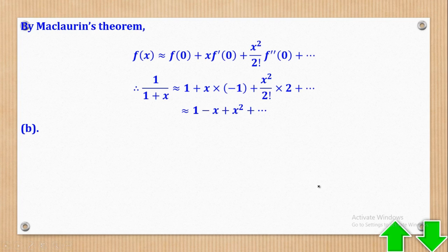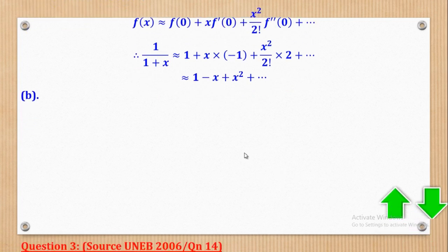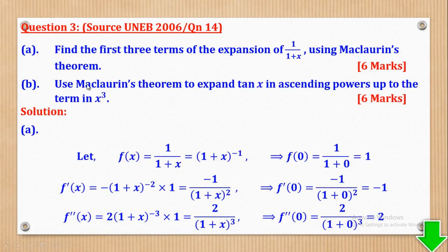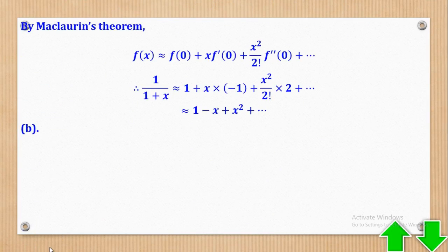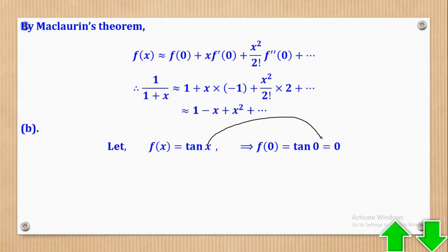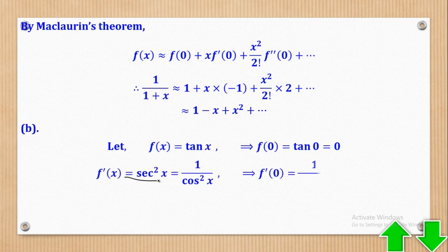Then for part B, they said use Maclaurin's theorem to expand tan x in ascending powers of x up to the term in x cubed. So that means that the function is tan x. So when x is 0, we come up with tan 0 as 0. Differentiate tan x gives you sec squared x, which is 1 over cos squared x, therefore substitute to come up with 1.